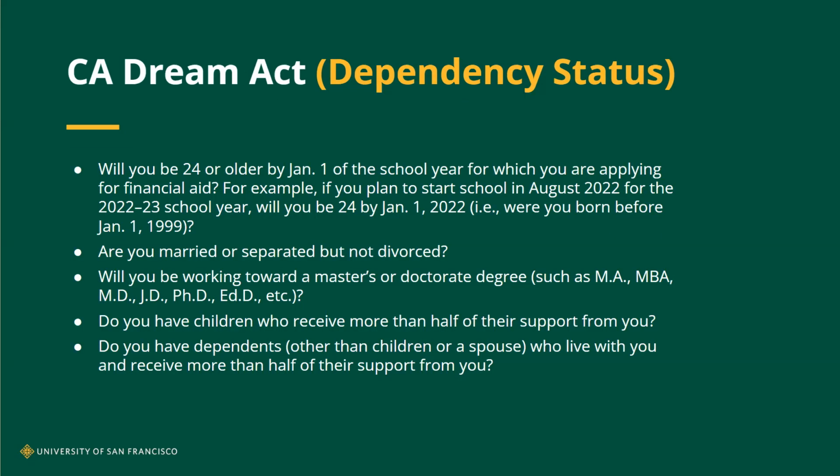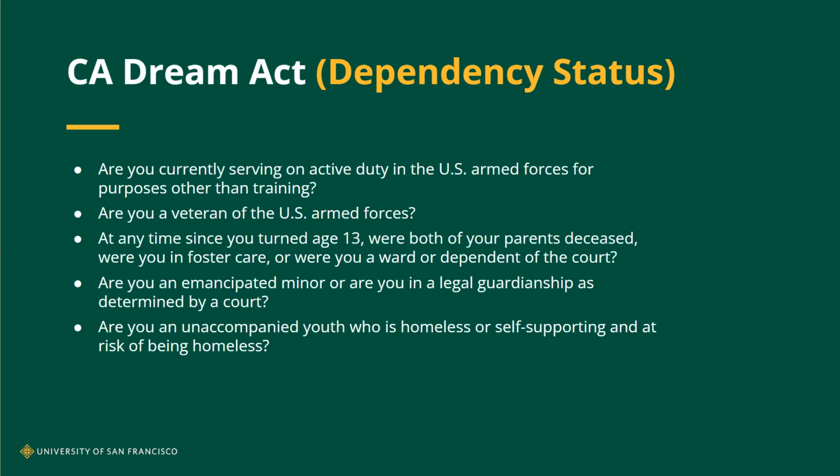So the California DREAM Act does also have dependency questions similar to the FAFSA. Will you be 24 or older by January 1st of the school year for which you are applying for financial aid? Are you married or separated but not divorced? Will you be working on a master's or doctorate's degree? Do you have children who receive more than half of their support from you? Do you have dependents other than children or spouse who live with you and receive more than half of their support from you? Are you currently serving on active duty in the U.S. Armed Forces for purposes other than training?